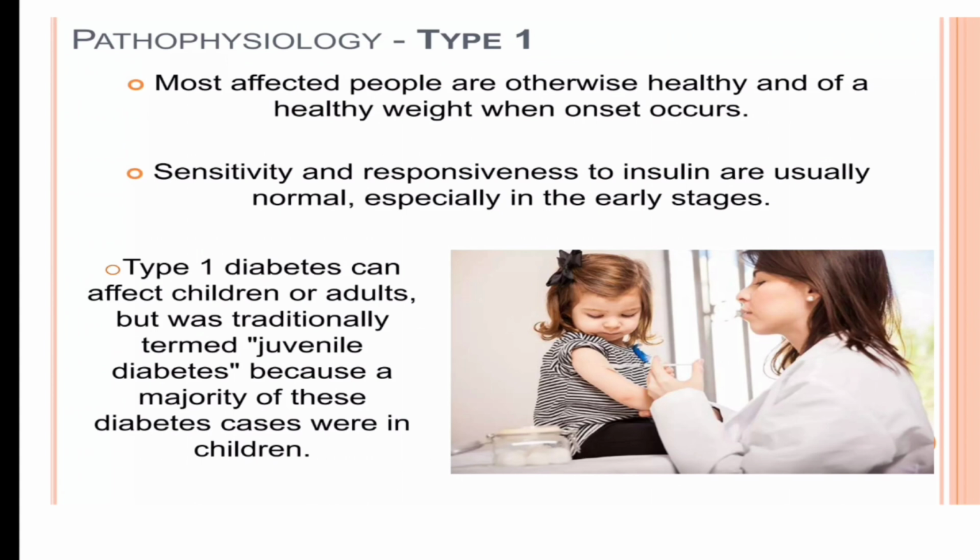Most affected people are otherwise healthy and of a healthy weight. When onset occurs, sensitivity and responsiveness to insulin are usually normal, especially in the early stages. Type 1 diabetes can affect children or adults, but was traditionally termed juvenile diabetes because a majority of these diabetes cases were in children.